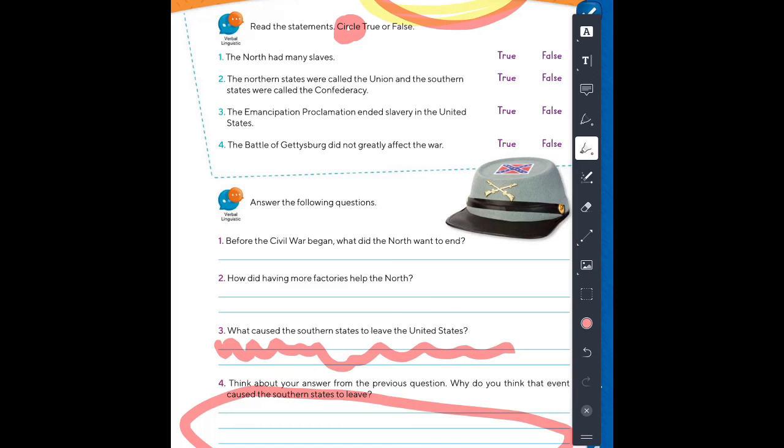So what do you think made them choose to leave? We know the cause, sabemos la causa, but I need you to explain, why do you think that event caused, like, made them to go?